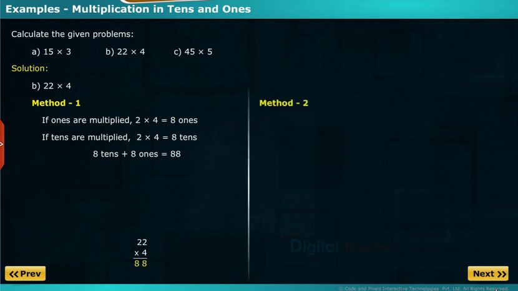Method 2. In this method, 22 is split into 20 plus 2. Now, multiplying 20 plus 2 with 4, we get 4 into 20 plus 4 into 2, which gives 80 plus 8. Therefore, the answer is 88. So finally, the answers of method 1 and method 2 are equal. That is 88.